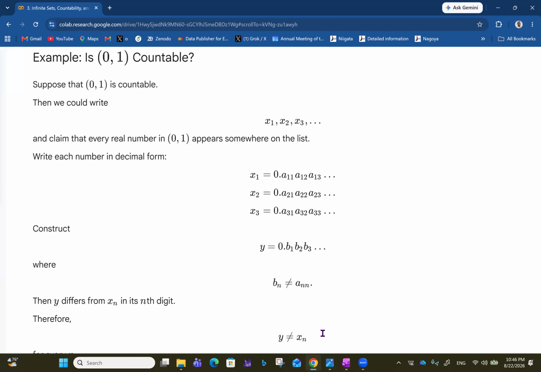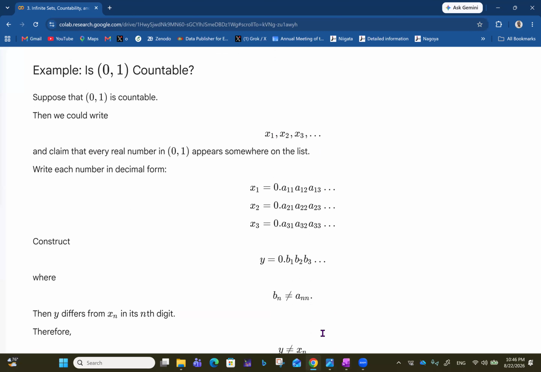Then the example: is (0, 1) countable? Of course, we have agreed that it is countable. No, it is uncountable rather. So suppose that (0, 1) is countable. We are proving by contradiction now. Then we could write x1, x2, x3, all the way, and claim that every real number in (0, 1) appears somewhere on that list. So write each number in decimal form.